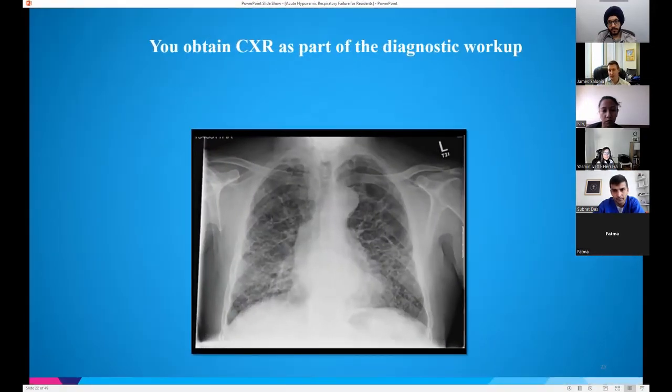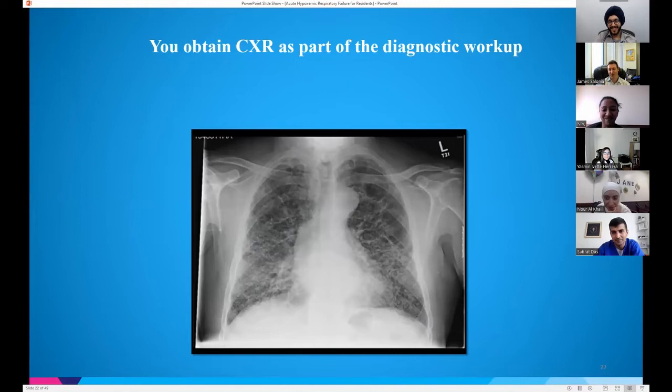So you obtained a chest x-ray as part of the diagnostic workup. So what do we think of this chest x-ray? Awful. Awful. I like it. I wish all radiology residents would read it like the awful chest x-ray. There's like a bad sign kind of a thingy. I don't know. Looks like bad sign. Okay.